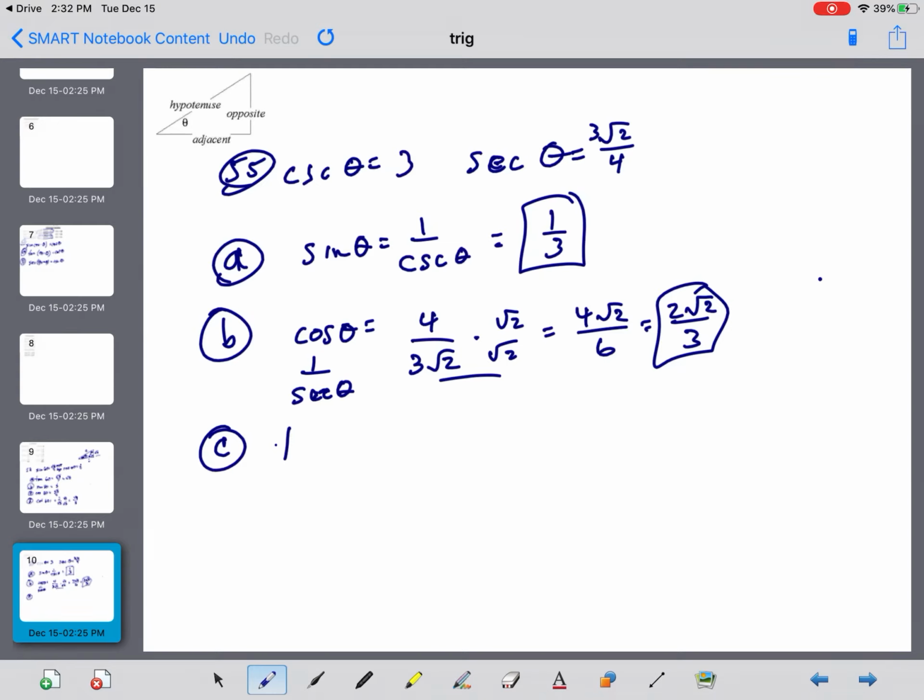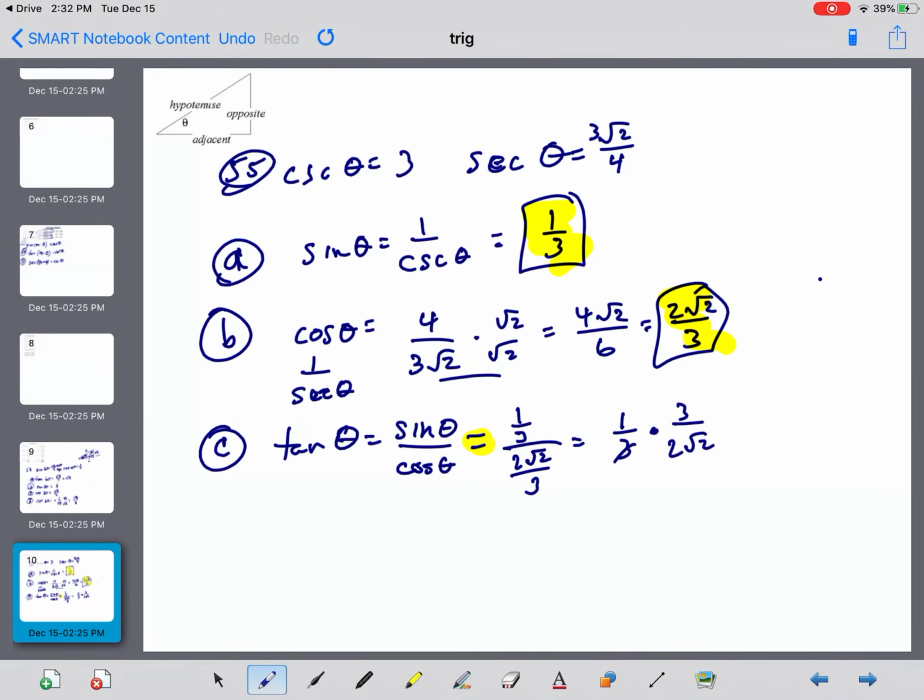Now, part C for 55 asks, what is the tangent theta? Now, tangent theta is sine over cosine. All right. And we have sine right here, and we have cosine right here. So we can write 1/3 over 2 radical 2 over 3. So we're going to have to multiply by the reciprocal.